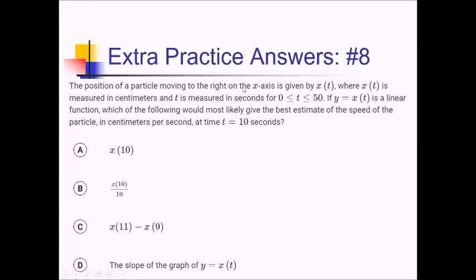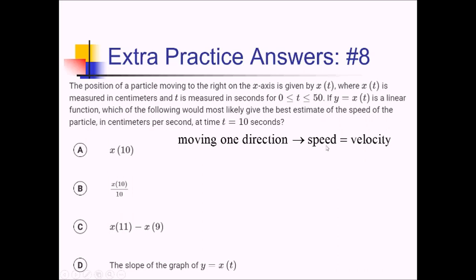On this problem, position of a particle moving to the right on the x-axis is given by x of t. And let's see here, if x of t is a linear function, which gives the best estimate of the speed of the particle in centimeters per second at time 10. All right, well, let's think about this now. First thing to realize is if we're moving in one direction, and they said we're just moving to the right here, that means that speed and velocity are the same thing. So we can use them interchangeably on this particular problem.